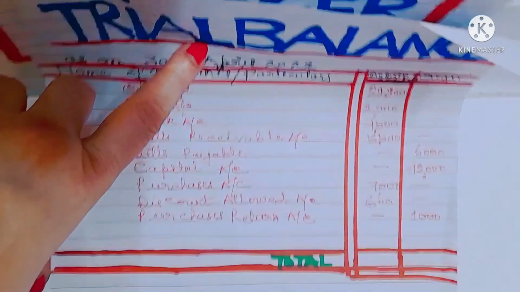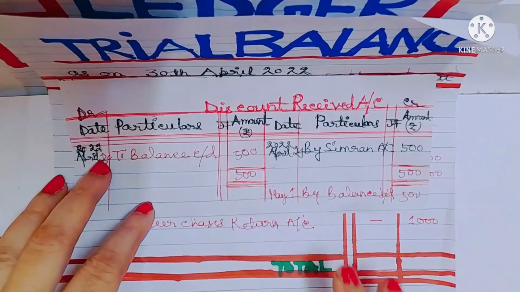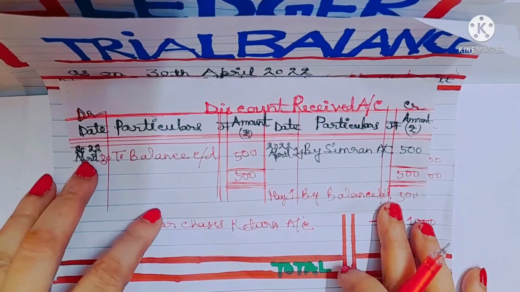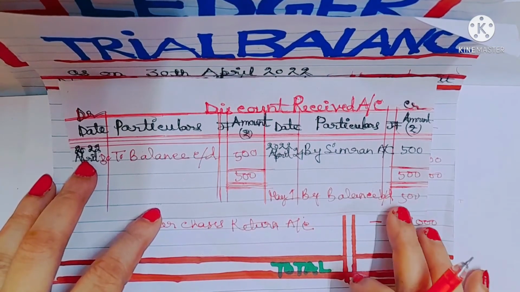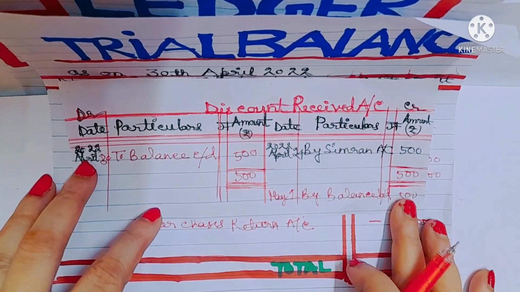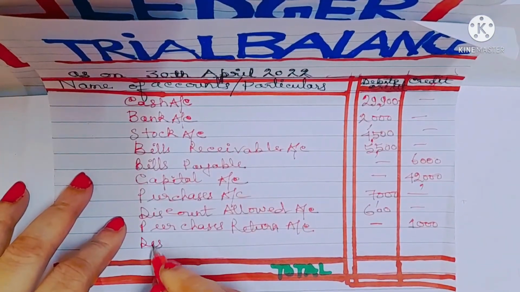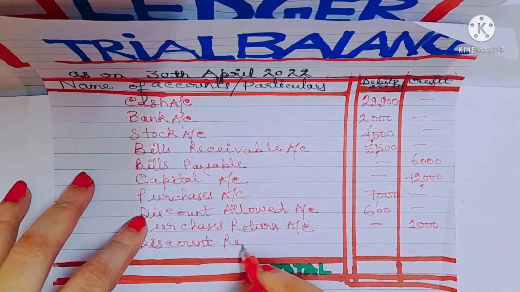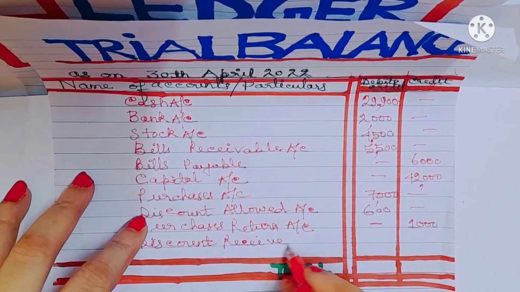The last account is discount received account. Discount received account is a credit balance. Since by balance BD is written beneath the credit total, 500 will appear in the credit column. Let's write. Since discount received account is a credit balance, we'll write the amount 500 in the credit column.